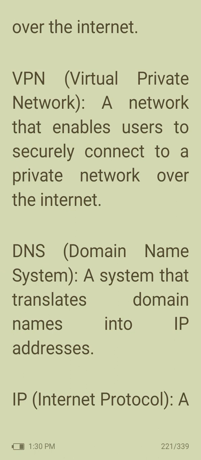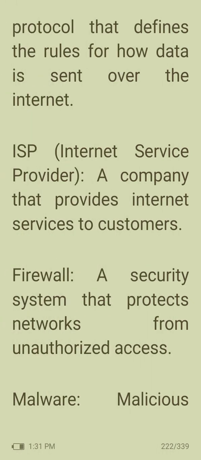Then VPN, Virtual Private Network, a network that enables users to securely connect to a private network over the internet, that is the VPN. Then DNS, Domain Name System, a system that translates domain names into IP addresses. Then IP, Internet Protocol, a protocol that defines the rules for how data is sent over the internet. Then ISP, Internet Service Provider, a company that provides internet services to customers.